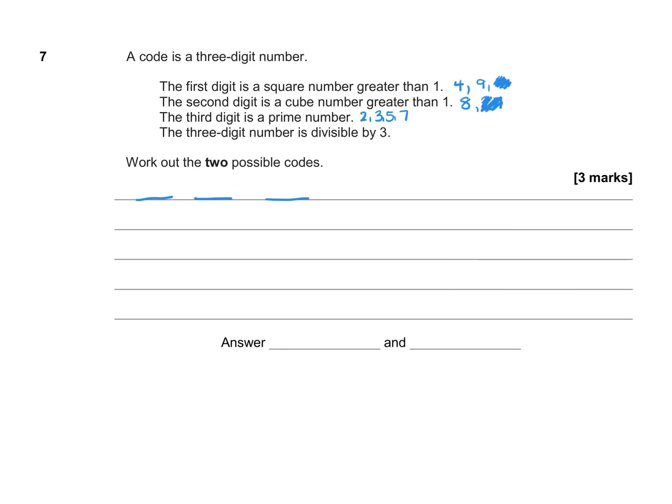The three-digit number is also divisible by 3. Okay, so let's write out some possibilities. So we've got 482, 483, 485, and 487. Okay, so those are some possibilities. We also have the first number, instead of being 4, could be 9. So you could have 982, 983, 985, and 987.